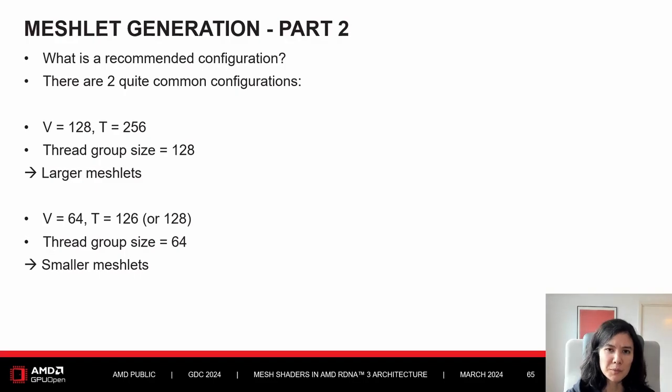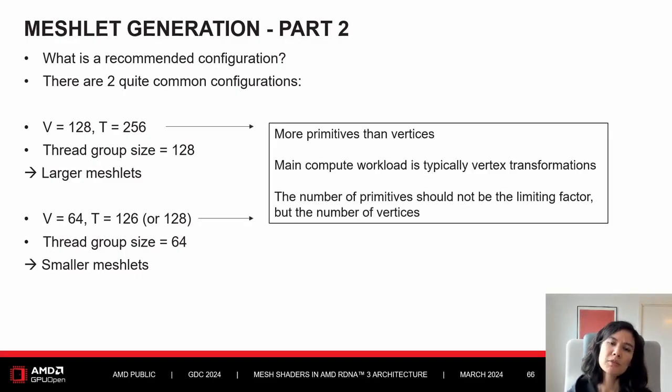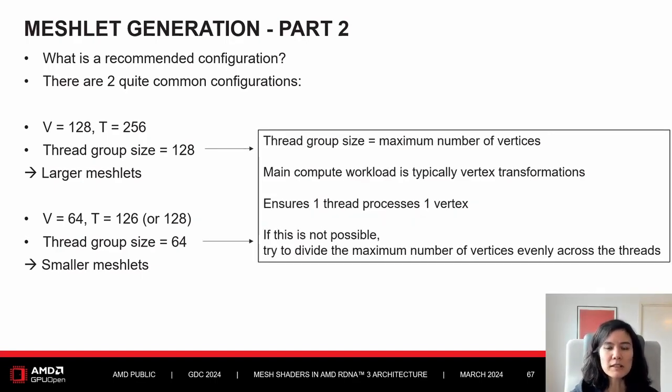So the first observation that we can make is that both recommendations have more primitives than vertices. And the reason is that the main compute workload is typically vertex transformations. So you don't want the number of primitives to be the limiting factor, but the number of vertices. The second observation is that the thread group size is equal to the maximum number of vertices. And this is again because the main compute workload is typically vertex transformations. So you want to ensure that you have one thread processing one vertex. If this is not possible for whatever reason, then you should try to divide the maximum number of vertices evenly across the threads.